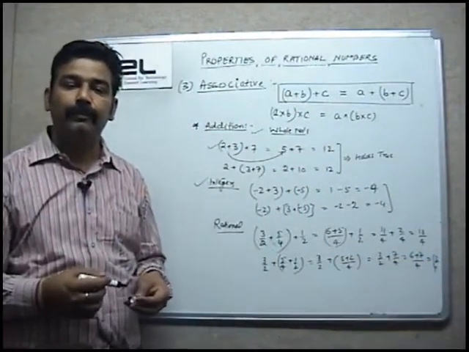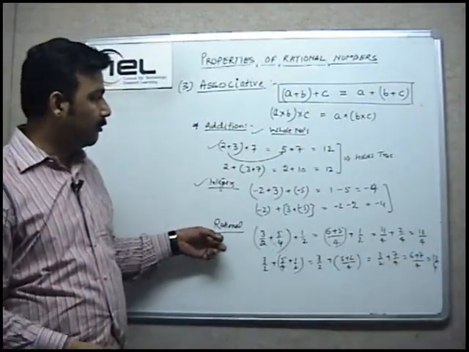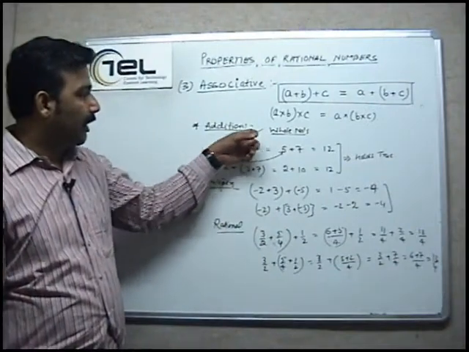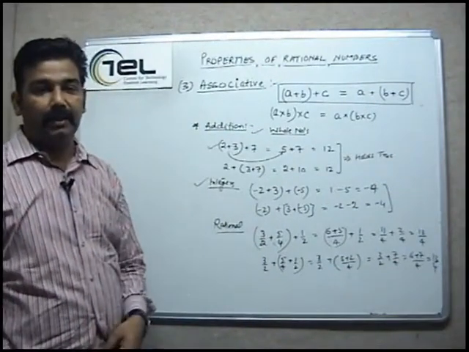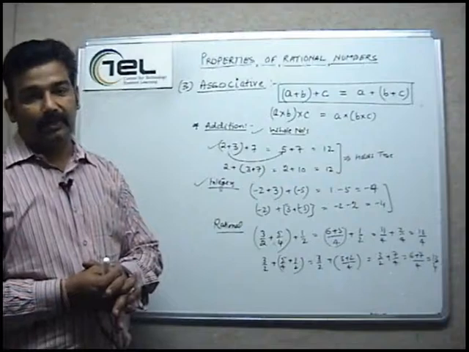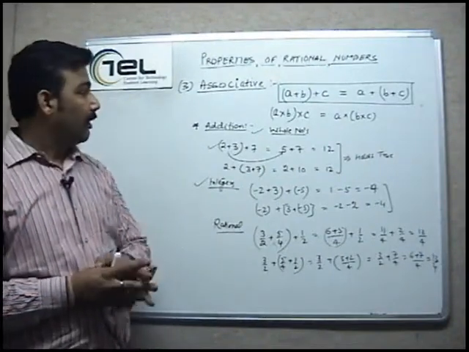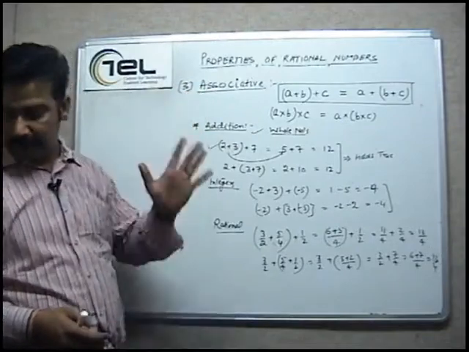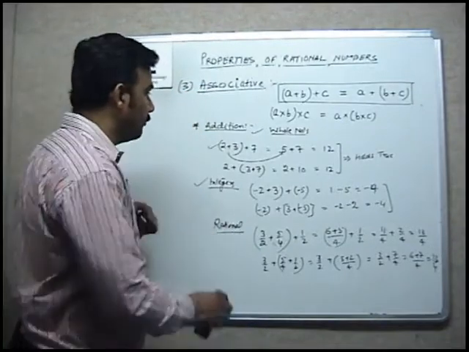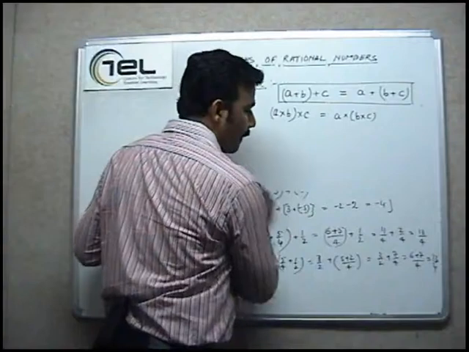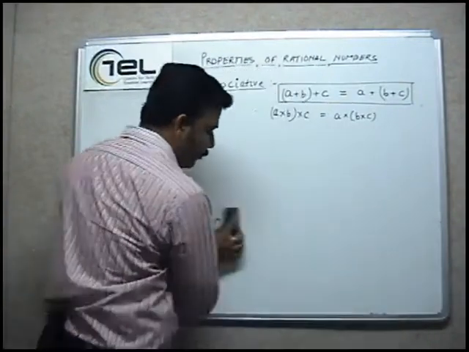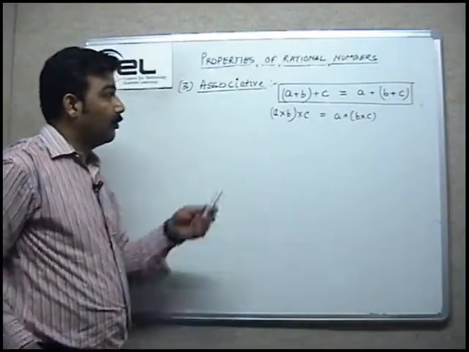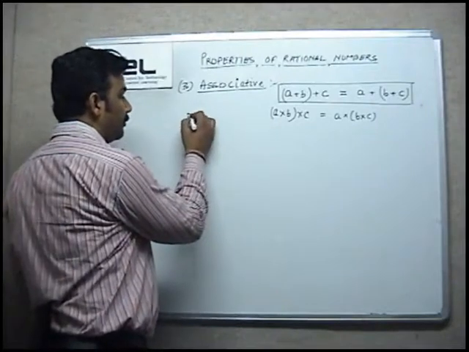Same. That means for rational numbers, integers and whole numbers, addition is associative. That is the first property. Move to the other one, which is multiplication.